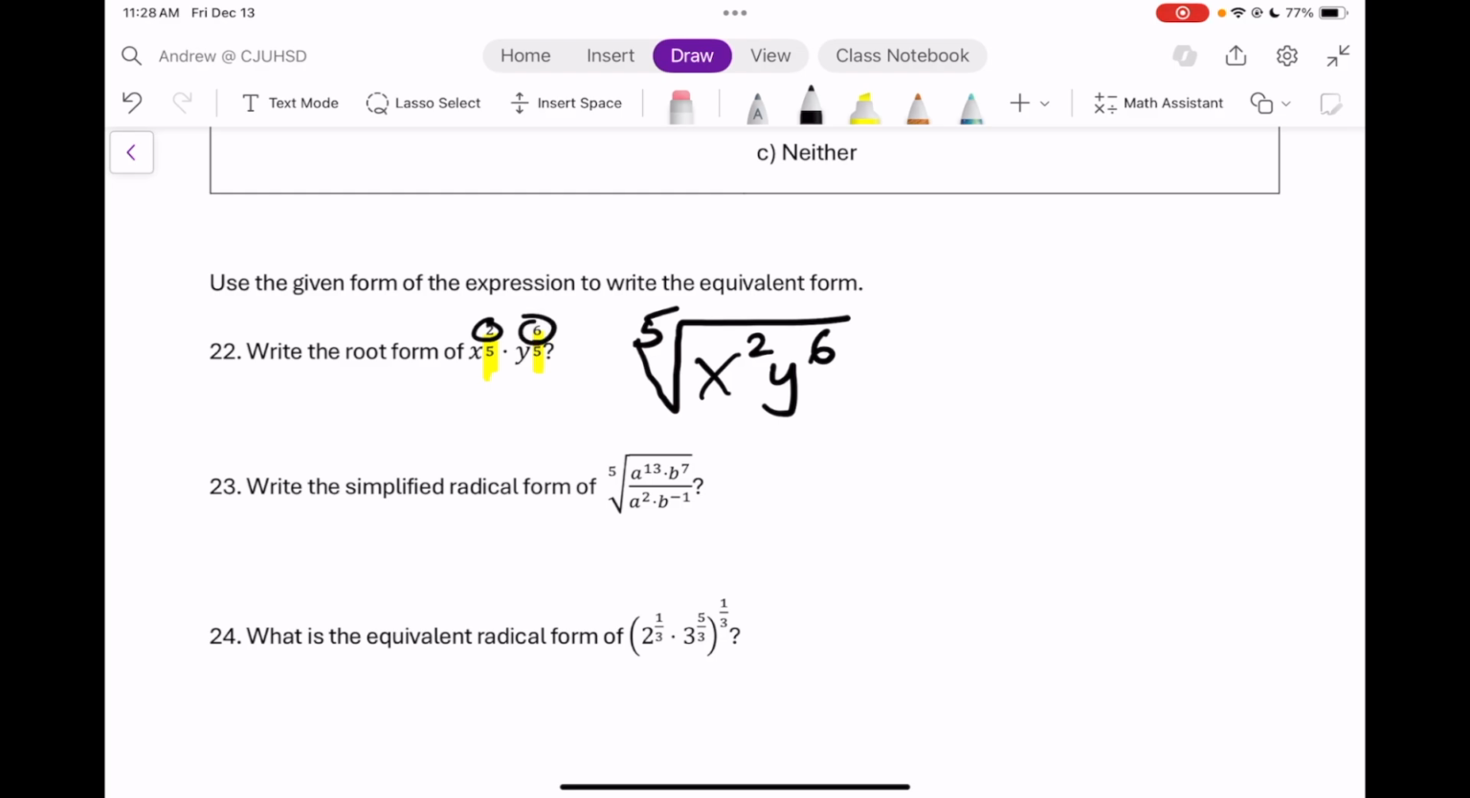Number 23, write the simplified radical form of this. Okay, so inside of here, you have a 5th root, and inside there's a few simplifications we can do. So, for example, a to the 13th on top, a to the 2nd on the bottom, we can subtract that. That's 13 minus 2, or a to the 11th. And then for b, you can also subtract 7 minus -1, which is going to be plus 8, or positive 8. And that's b to the 8.